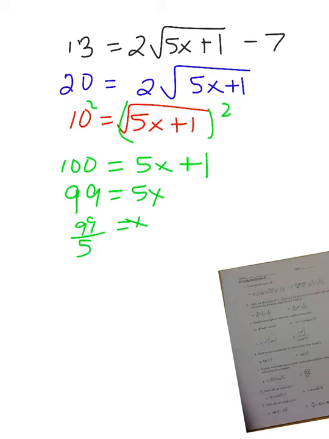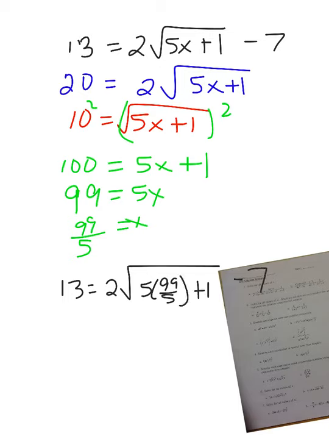So you do have to check them. When I check it, I get 13 equals 2 times the square root of 5 times 99 over 5 plus 1, and then I have minus 7 on the outside. The right side I would just plug into the calculator. I got 13 equals 13, so that checks. All right, let's take a look at 6b.